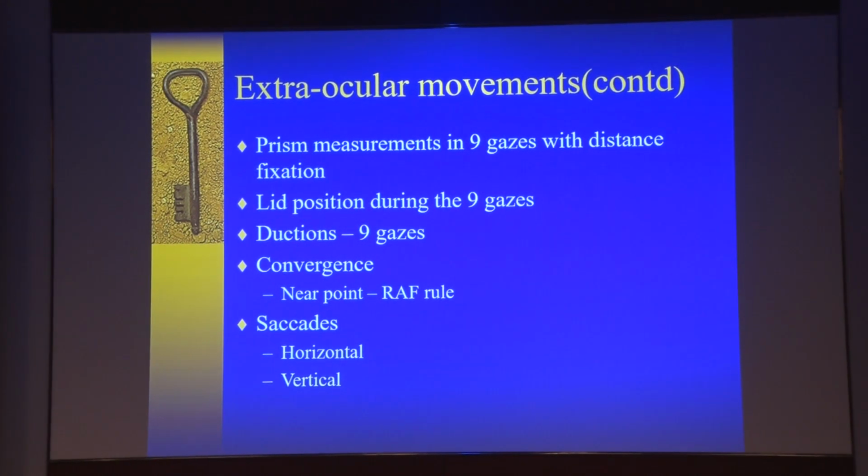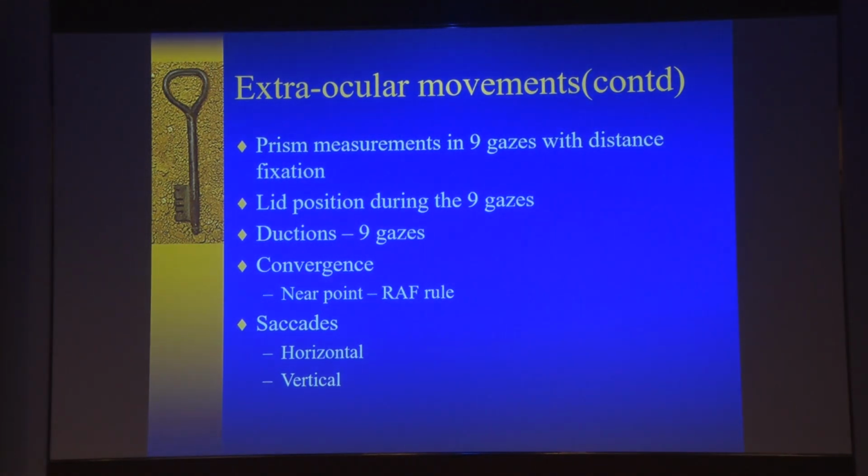Convergence should be measured. This is all a part of extraocular movements. All of this is pursuit movements. In extraocular movements, you're following an object, that's pursuit. Also check saccades. Pen, finger, horizontal and vertical.